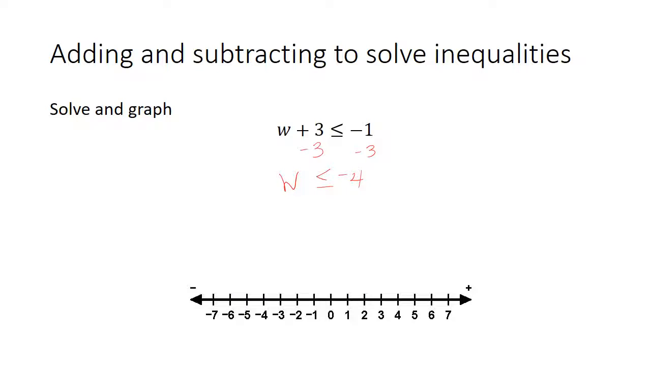So let's graph that. We have our graph here. We're going to go to negative 4. It is less than or equal to, so it is going to be a solid dot. And we're going to draw our arrow this way. So any w that is less than negative 4 will answer this inequality.